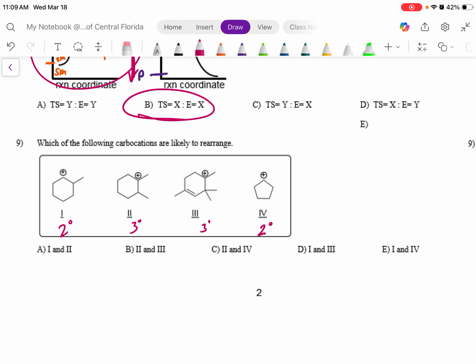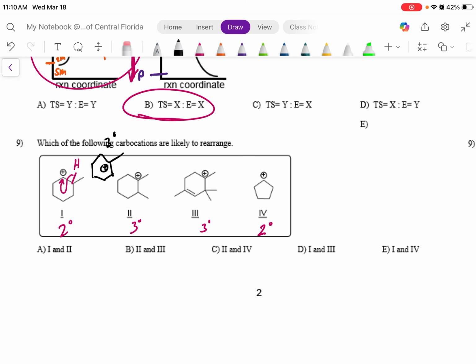And so we look, is there a situation in which we could do a hydride shift or an alkyl shift to make it more stable? And there is a hydrogen there that if it would shift over like that, we would now get a carbocation that looks like this. And now it has gone to a tertiary carbocation. So molecule 1 is going to rearrange.